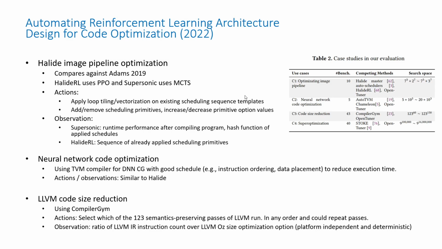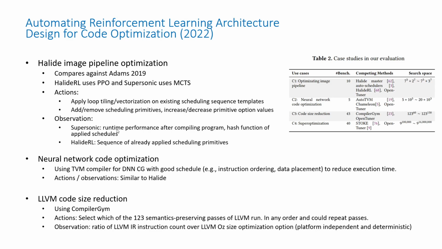So this is not like Adams. Adams basically uses a cost model to choose one scheduling primitive at a time and its parameters, and it goes assembling the sequence of scheduling primitives for Halide. For this one, there's a template, and they add or remove primitives, and also increase and decrease primitive option values. So basically it's like a mutation rather than assembling a sequence of scheduling primitives from scratch.